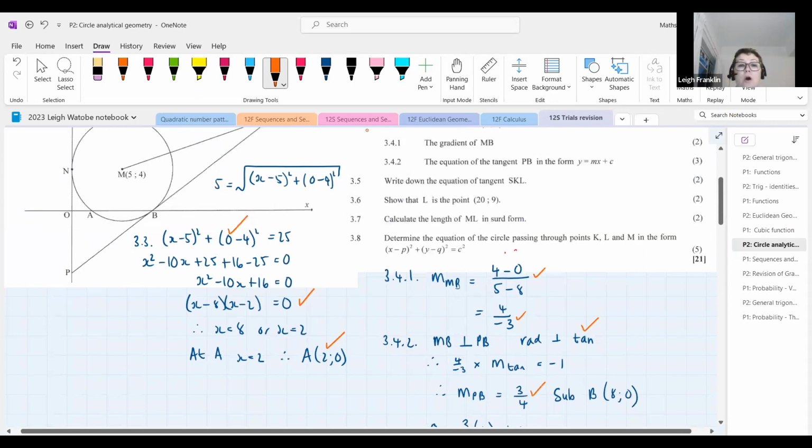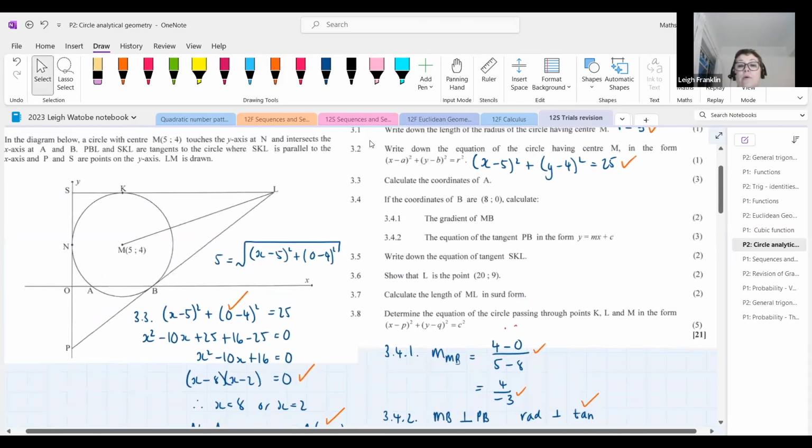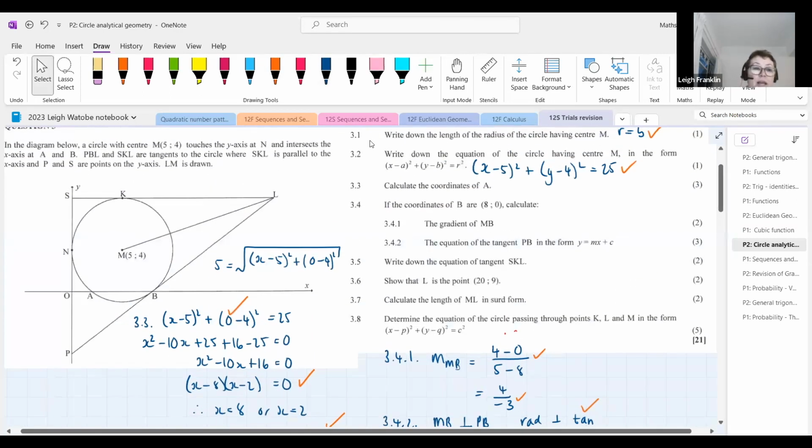Next question. Write down the equation of tangent SKL.